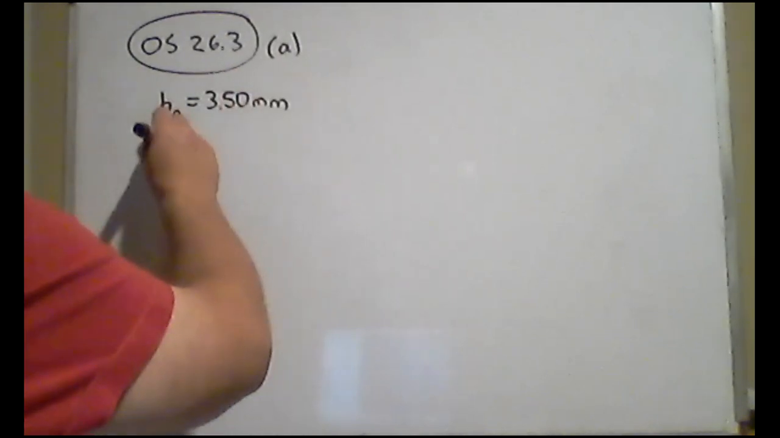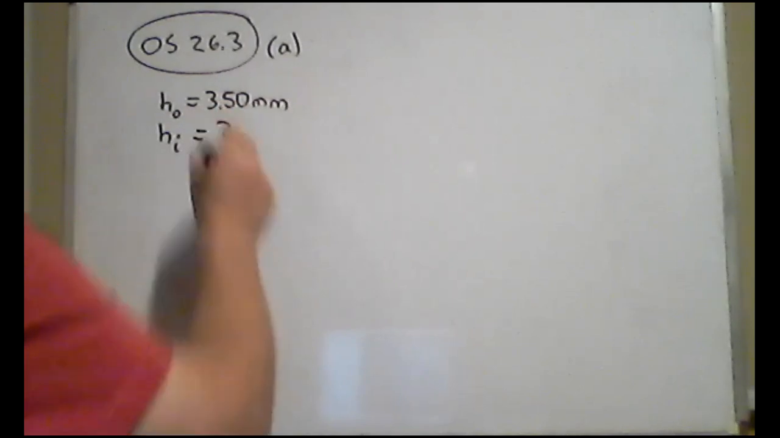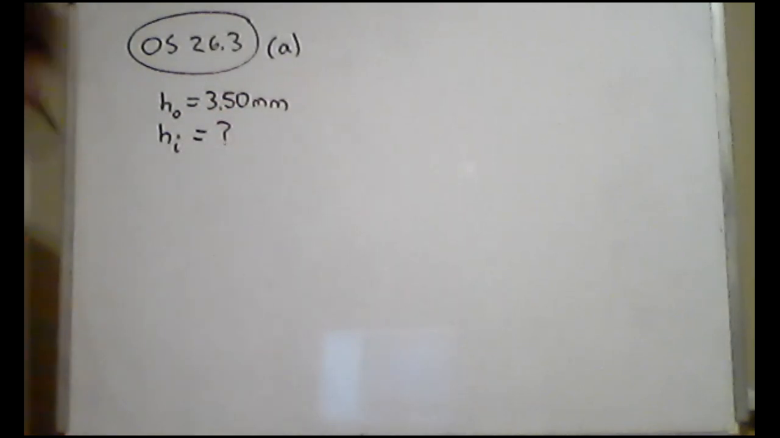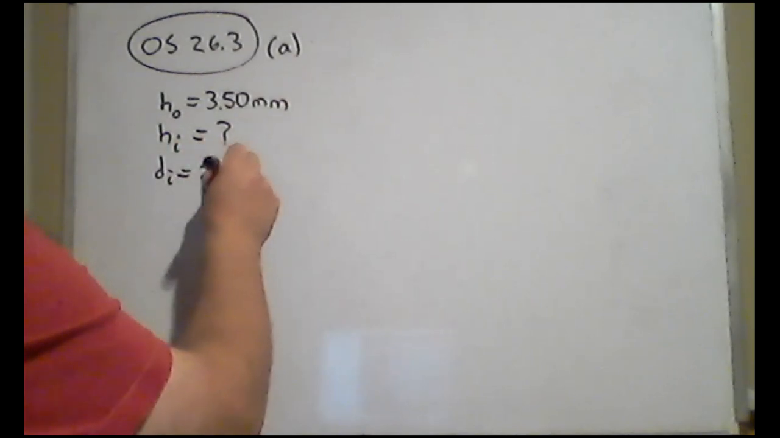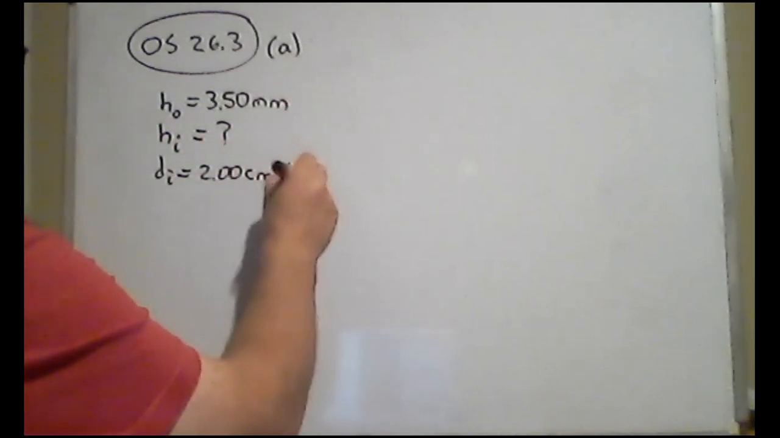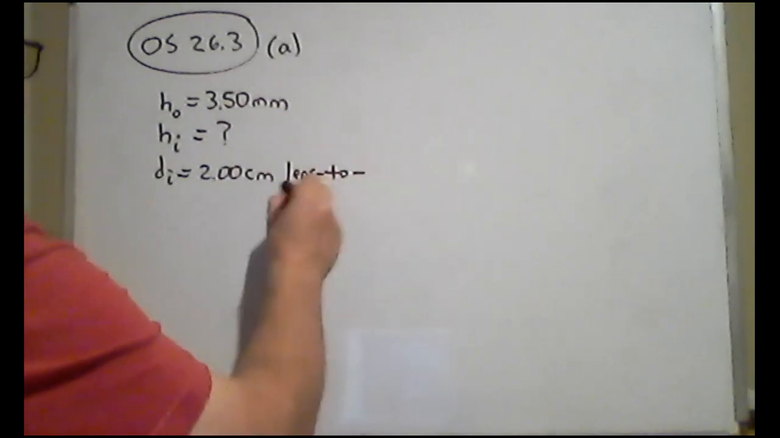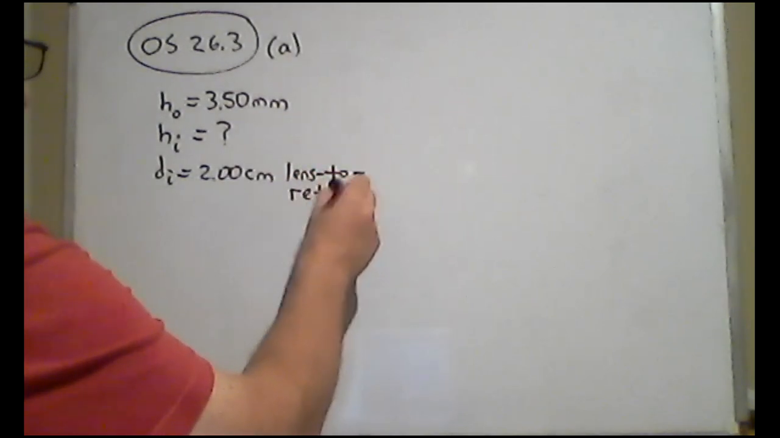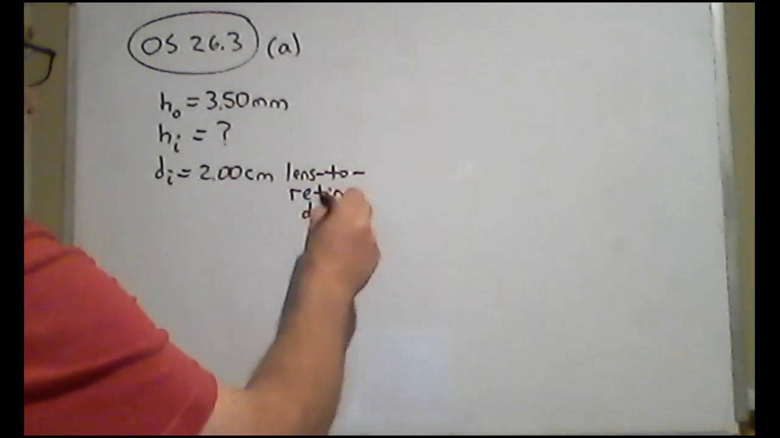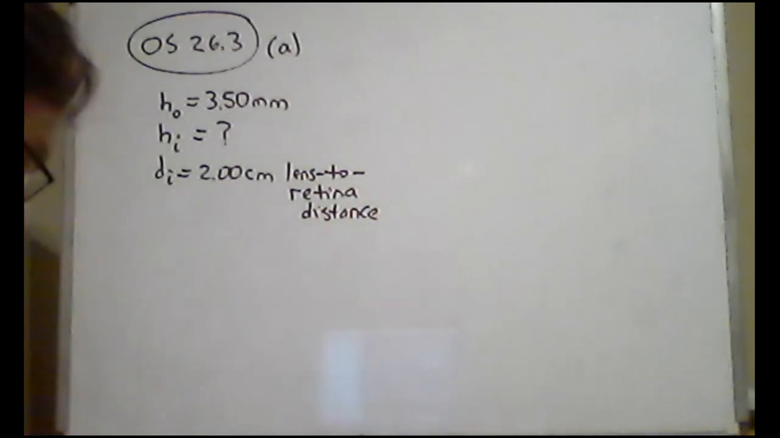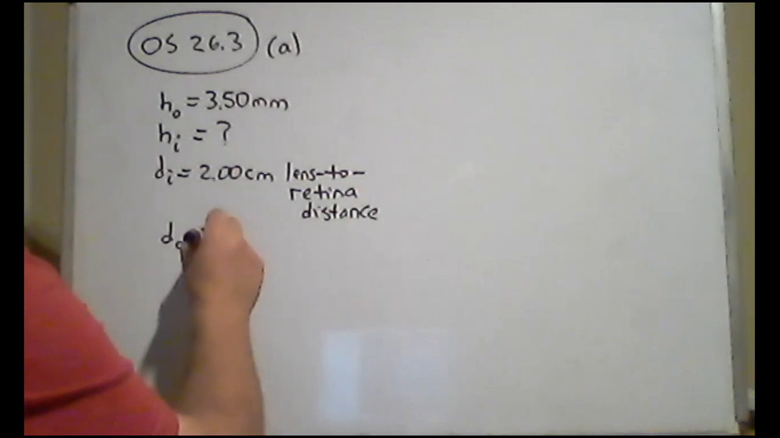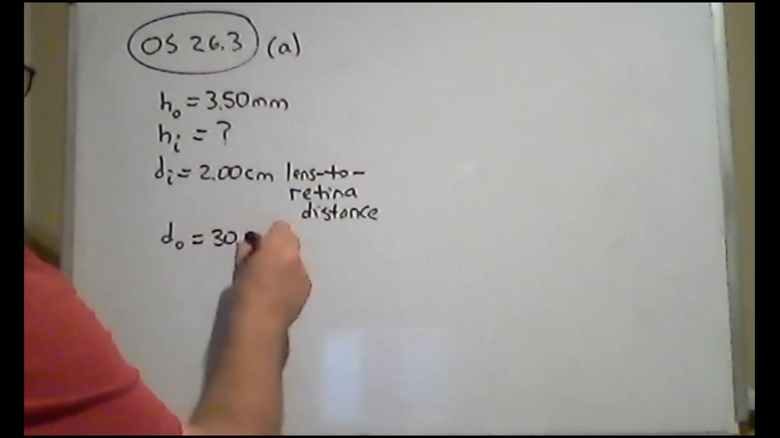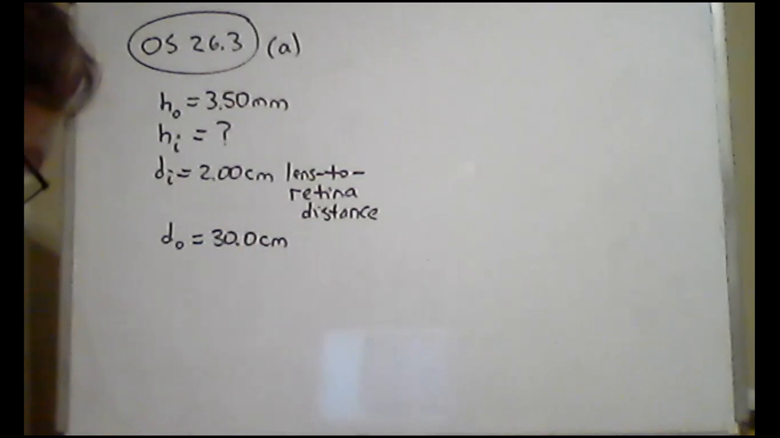H sub I is what I'm looking for. I don't know what that is. D sub I is always 2.00 centimeters, right? That's the lens to retina distance. And D sub O, we're told, is 30 centimeters. We're holding the book 30 centimeters away. All right. What is H sub I?